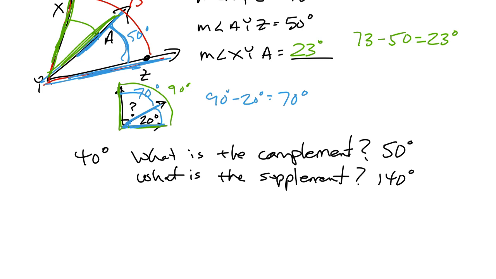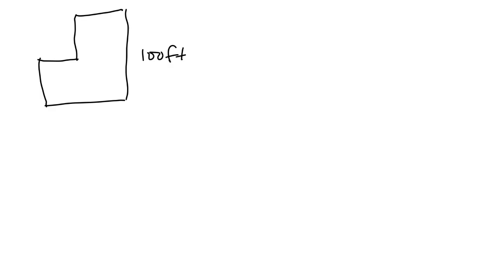And then we looked at problems like this. You'll have to excuse my rough drawing. And we want to know the perimeter. The perimeter is the distance around. You add up all of the sides.